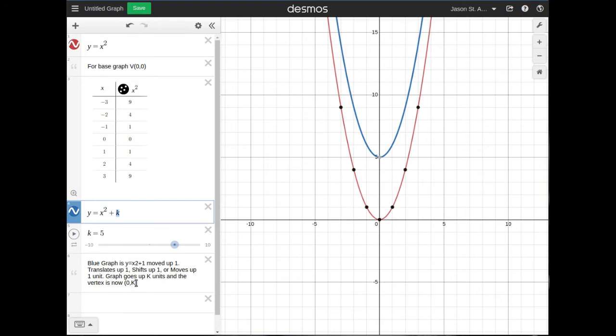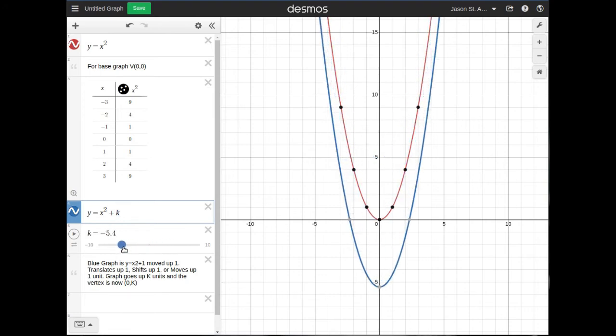So now, what do you think would happen if we let k be negative? So in this case, we let k be negative, right? So now, if k is negative, there's our vertex. K is negative 5.5. Oh, wow. The vertex is just still (0, k), but the k value is negative. So let's go back to our sheet and write out some examples as to what you would see.